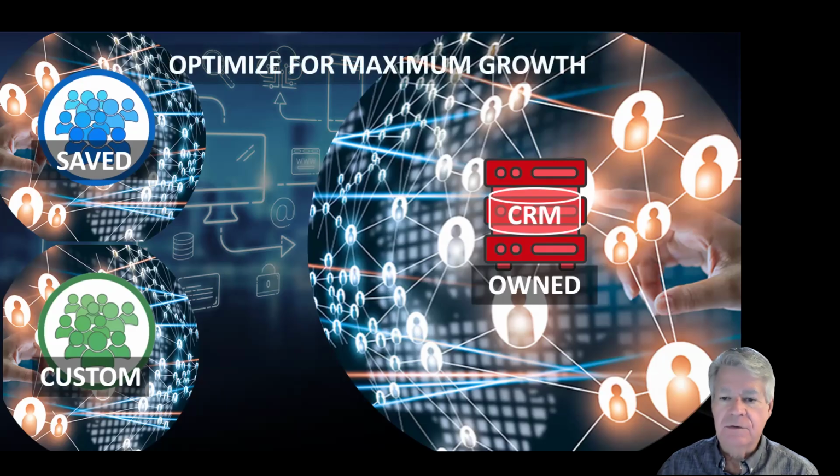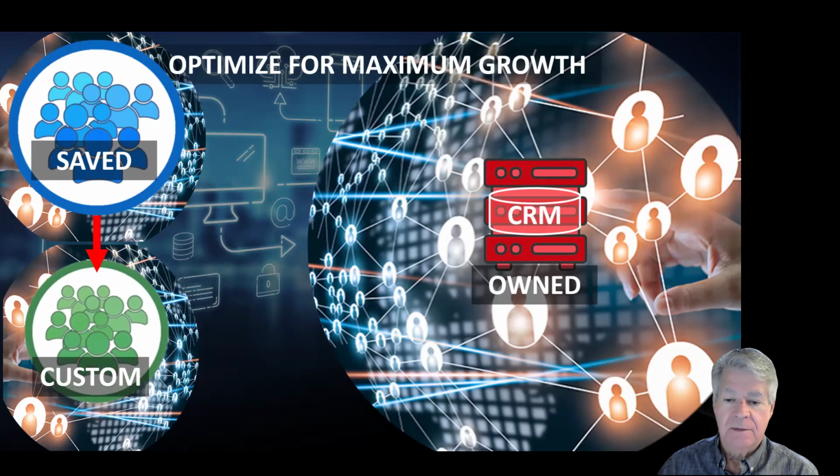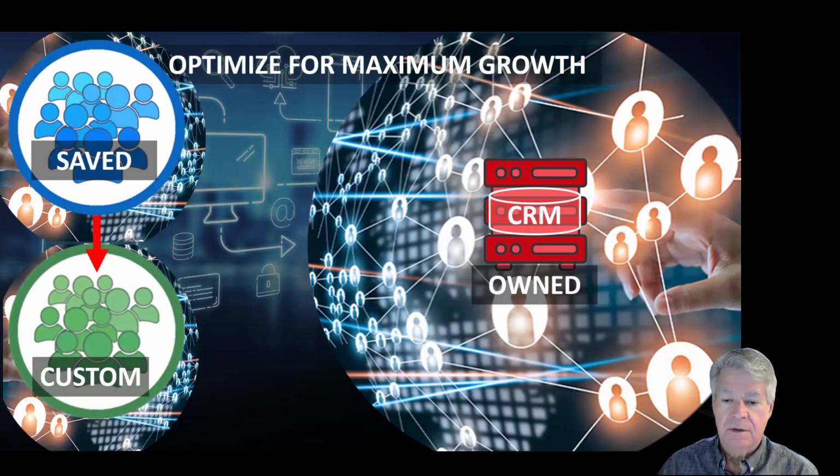Here's the smart way to use these audiences together to optimize for maximum growth. Use saved audiences to build your initial custom audiences when you don't yet have any engagement data or owned contacts in your CRM to create a custom audience. As we just explained, when a user from a saved audience clicks on an ad or your post or any of the other many forms of engagement, they can automatically be included in a custom audience, depending on the engagement criteria that you've chosen for that custom audience.